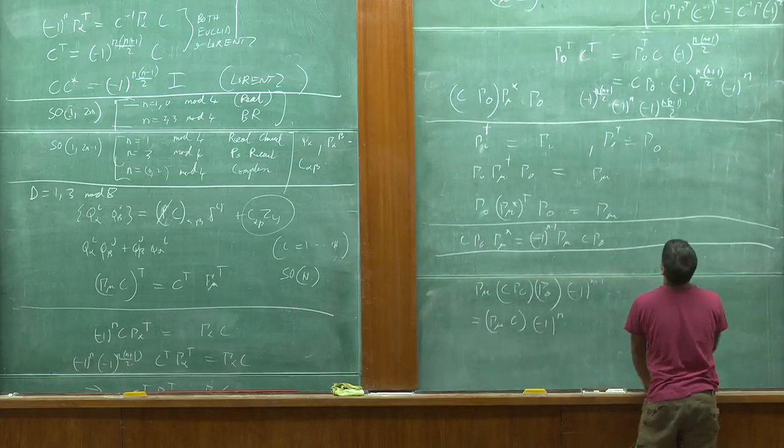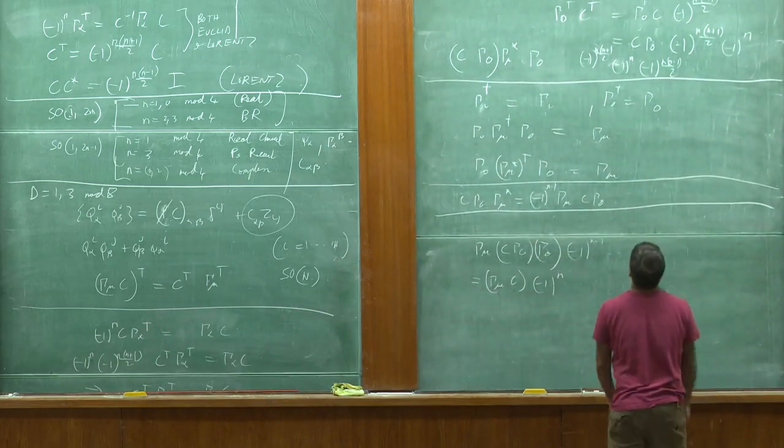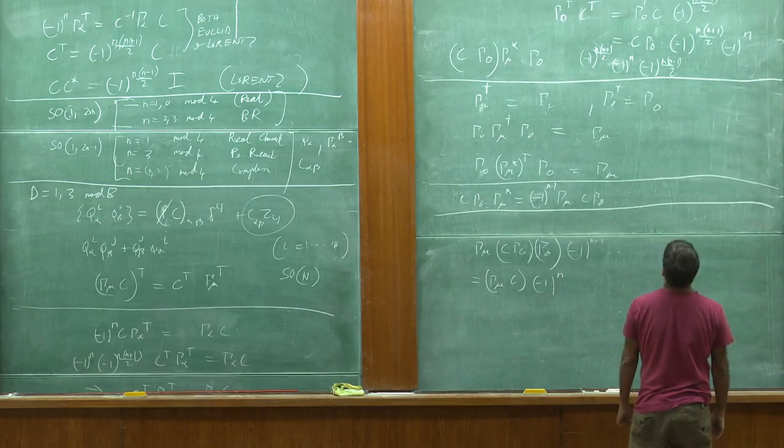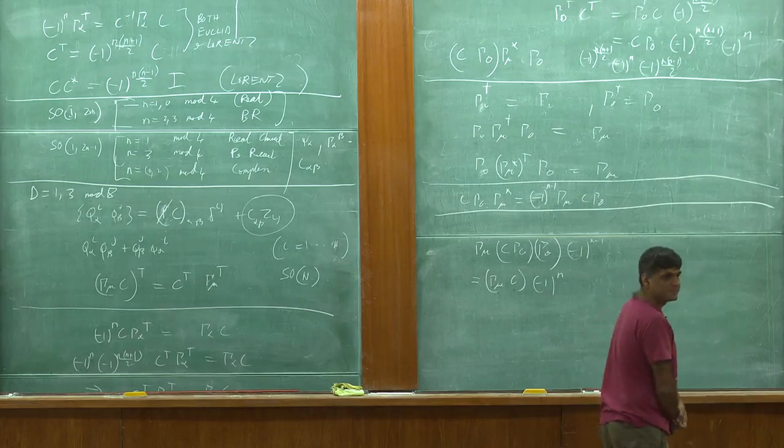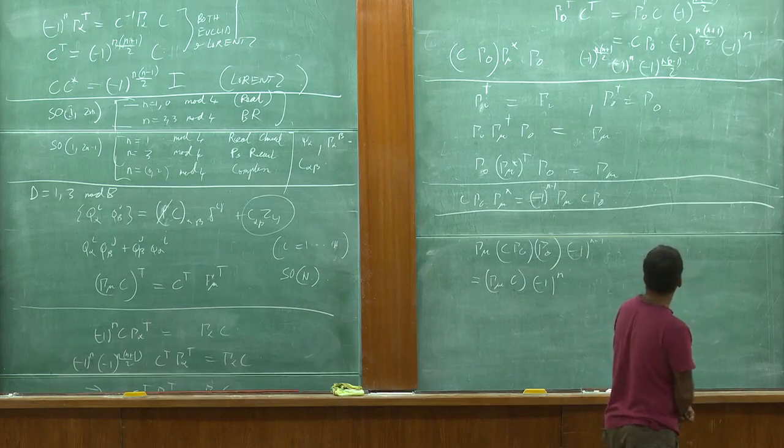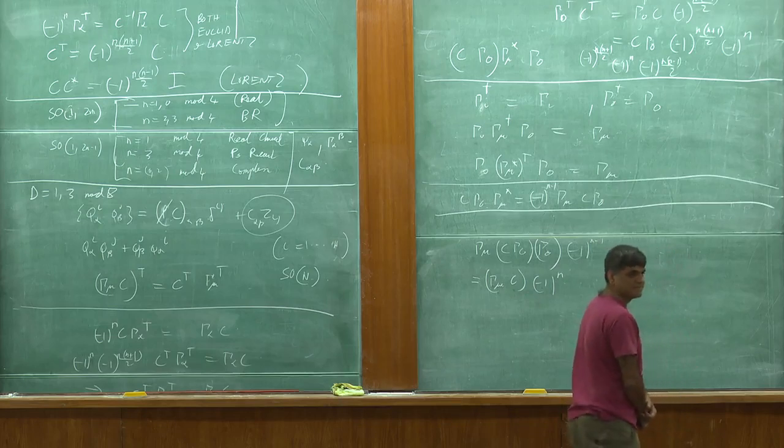N squared. No, but n into n plus 1 by 2, and then minus n, let's say. Instead of minus 1 to the power n, you take minus 1 to the power minus n, that makes it n into n minus 1. Yeah, that's what I was also thinking. 2 times n into n minus 1 by 2, so that is n into n minus 1. But that's an even number, right? Always. N into n minus 1 is an even number.